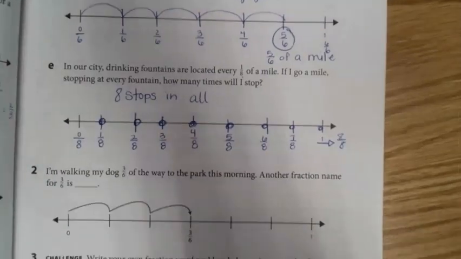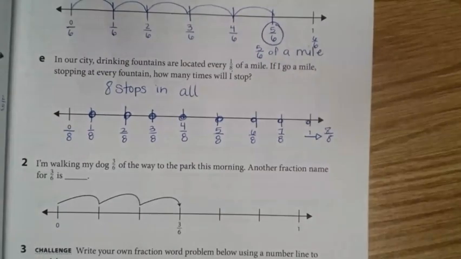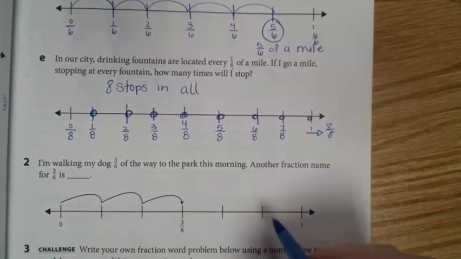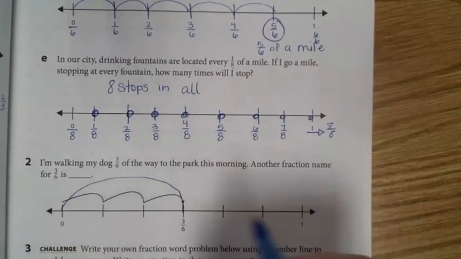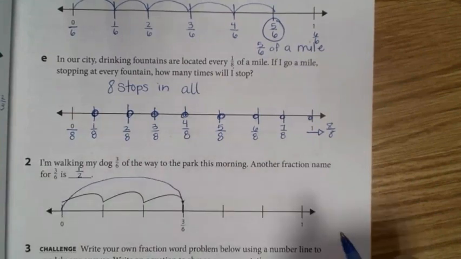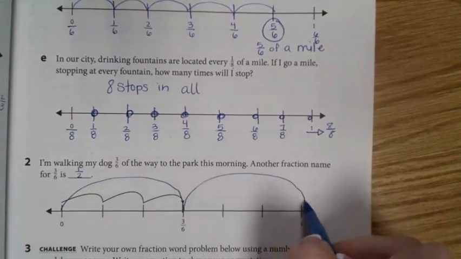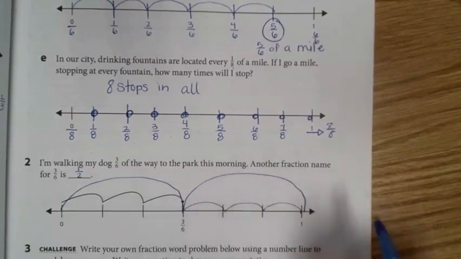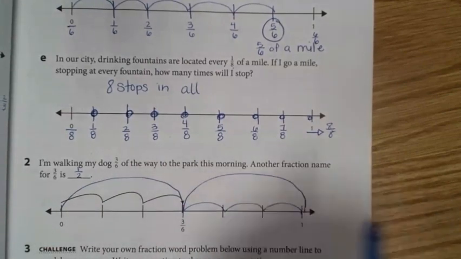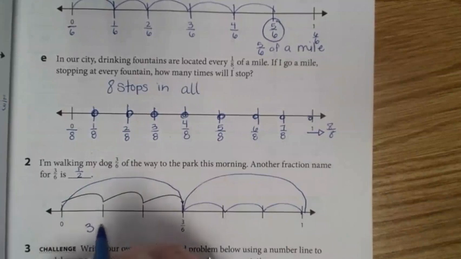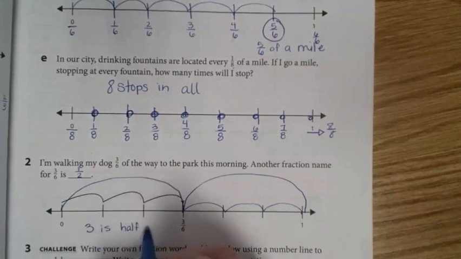Number 2, I'm walking my dog 3/6 of the way to the park this morning. Another fraction name for 3/6 is what? Well, let's think about that. What do we know about 3 and 6? 3 is half of 6. So we have gone 1/2. That would give us a new name. 3 jumps here and 3 jumps here. There's equal spaces between each one. This is 1/2 and this is the other half. 3 is half of 6.